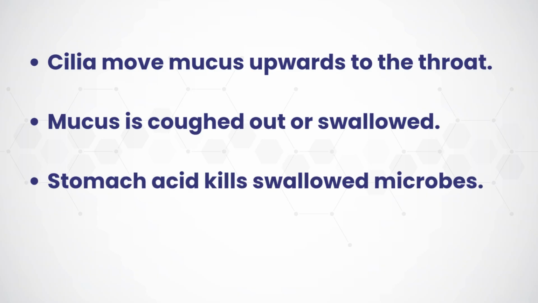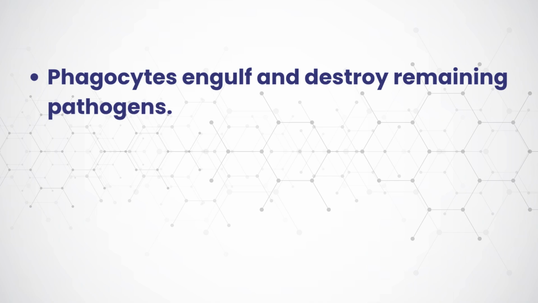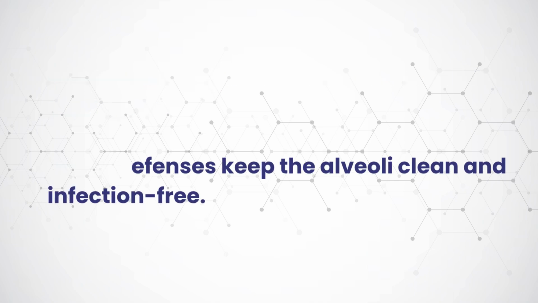Stomach acid kills swallowed microbes. Phagocytes engulf and destroy remaining pathogens. These defenses keep the alveoli clean and infection-free.